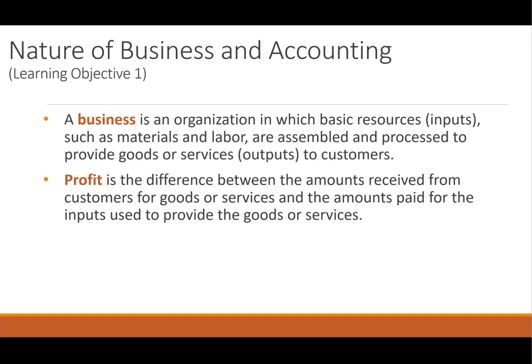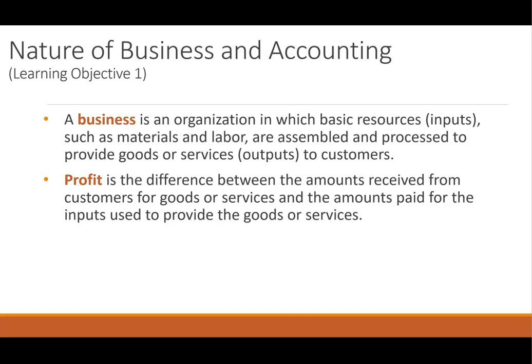If you think of our school, the school has various inputs that provide education for the end user, the customers. Then there are other kinds of businesses such as Target, Best Buy, the local hardware store down the street, or how about Jiffy Lube where you get your oil changed? I mean, there are companies, which are entities, organizations, which have basic resources, and it depends on the type of company what kind of resources they have based on what they're providing, that are assembled and processed to provide goods or services or both to customers.